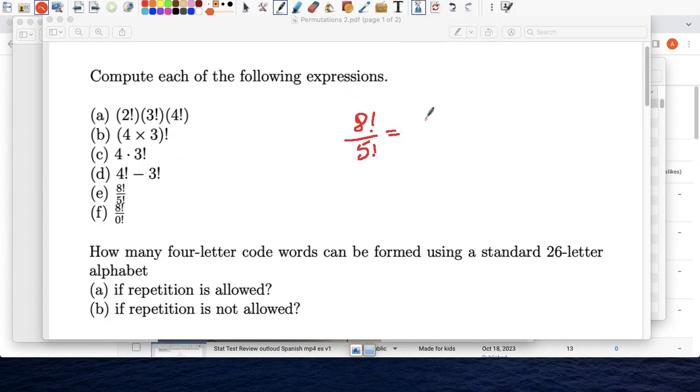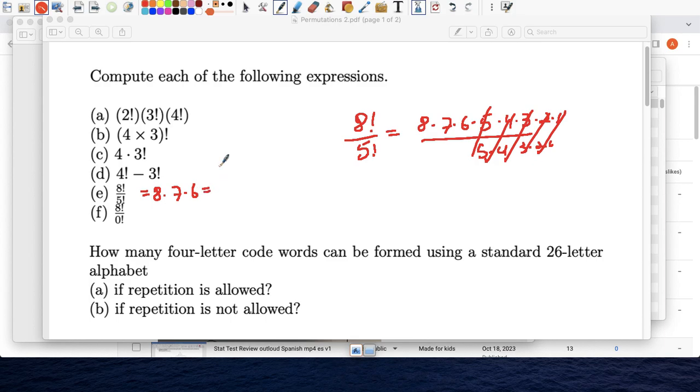If you actually expand this, you'll notice that from 5 on, it'll be simplified to 1. Right, so all this goes away. So you're left with 8 times 7 times 6, which is 56 times 6, which is 336.